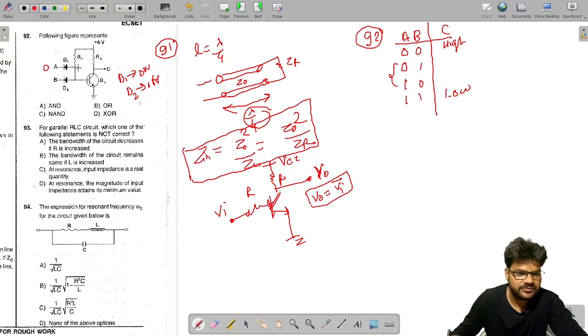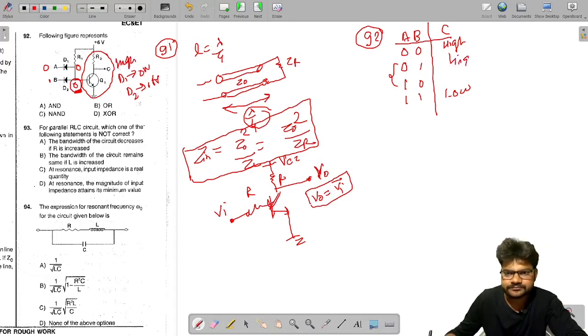If this is on, this will be shorted, this is also 0, and this is off. This was 1, this is off, so this is open, so this will be 0. It means that at the base terminal of this inverter circuit, if the input is low, at the output we will get high, right. So this will be high. Similarly for 1 0 also you will get high.